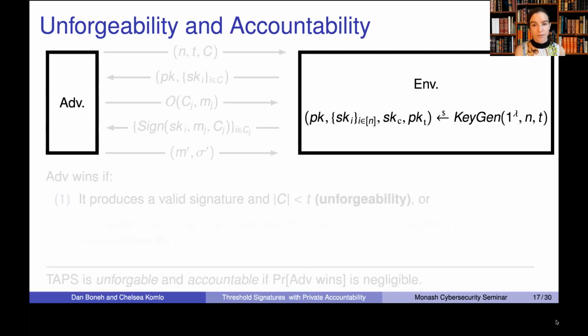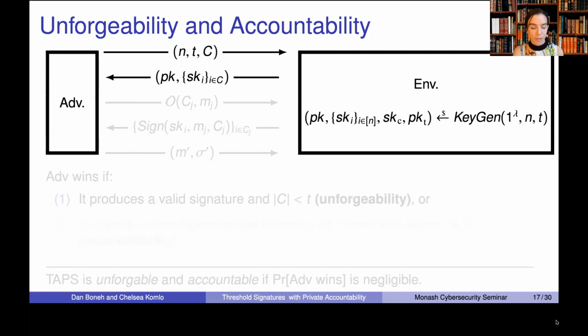So let's look at the game and how the game actually works. What's neat is we're actually able to encode the unforgeability and the accountability game in the same game. So we'll see how we're able to encode both notions within this game. To start, what the adversary will do is pick the number of signers N, the threshold T, and it also picks the coalition of signers that it wants to corrupt.